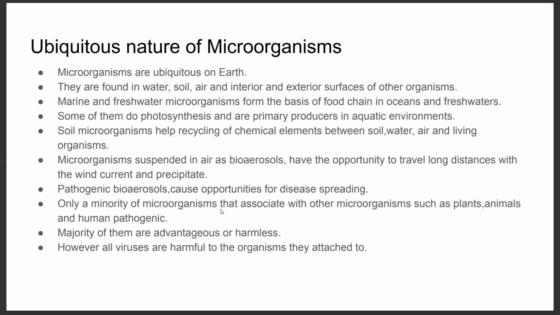You know, always food chain start with the primary producer. That means a green plant, right? Or an algae or any organism who can do photosynthesis. Some of them do photosynthesis and are primary producers in aquatic environments, right?